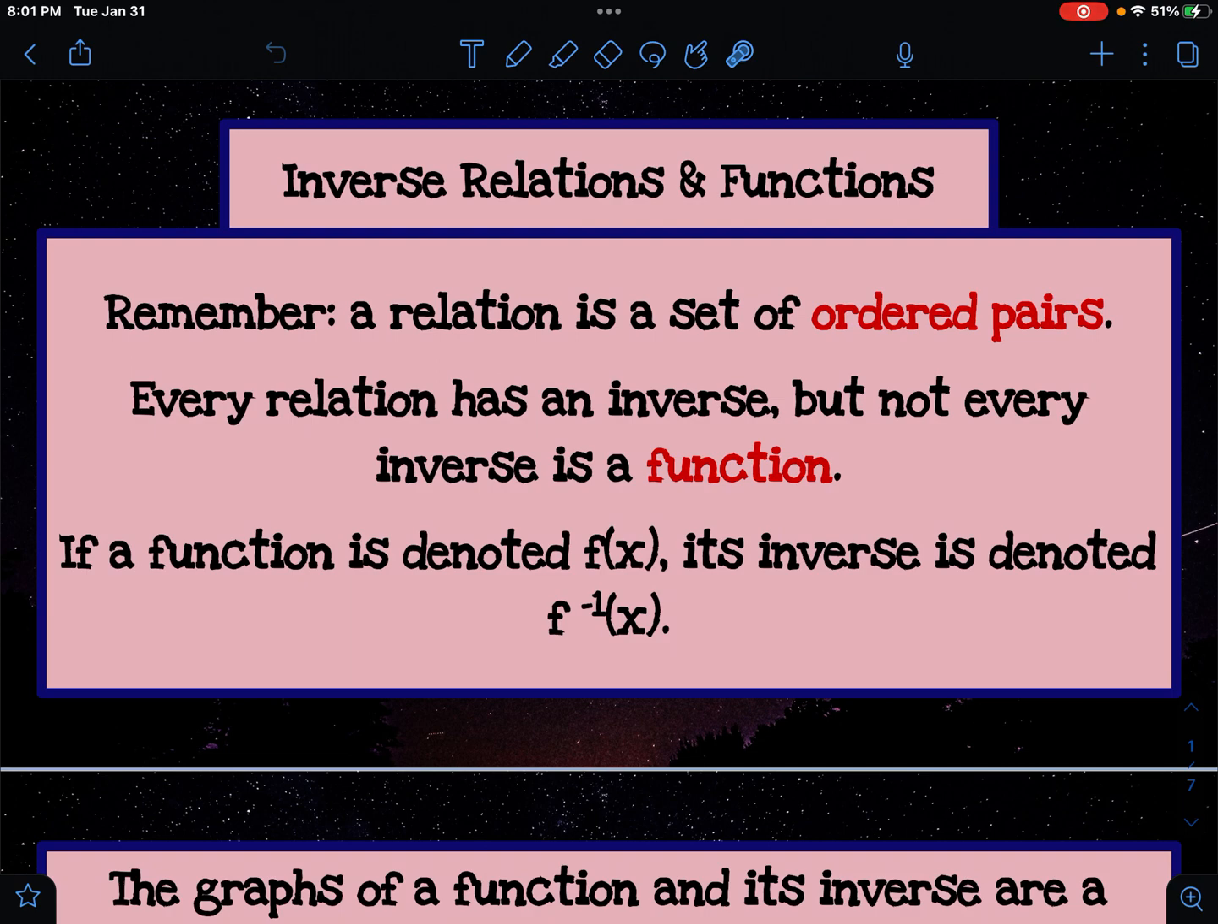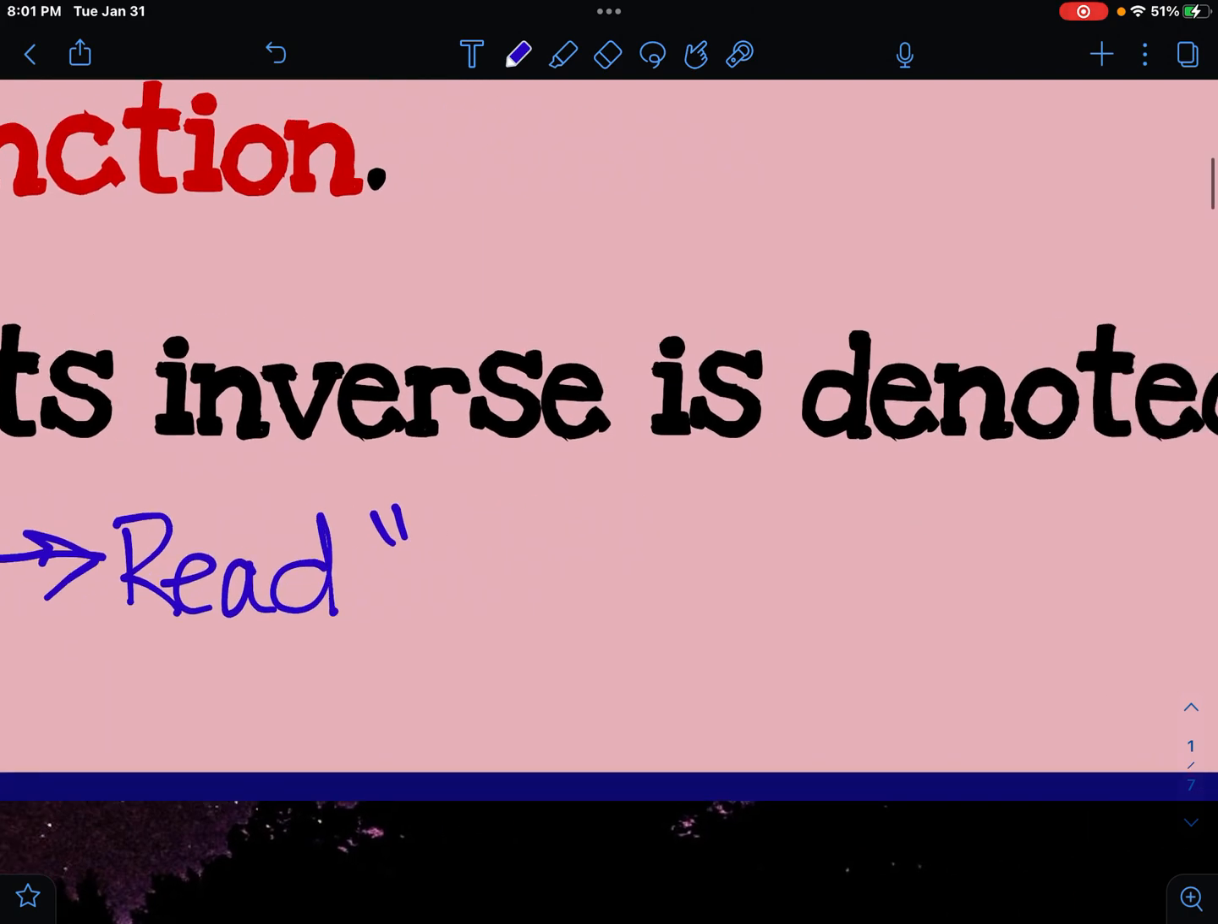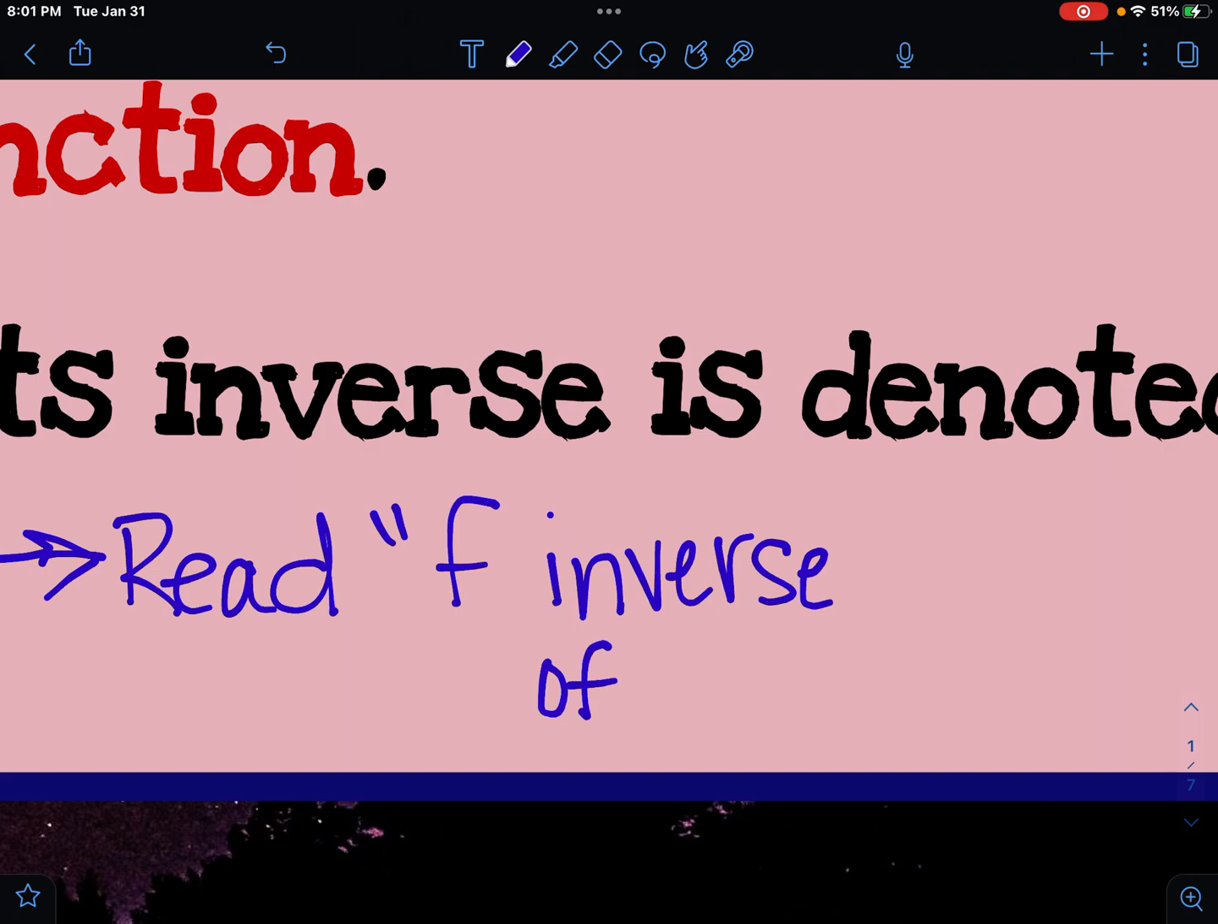We have to check. If a function is denoted f of x, like we normally see, f of x, g of x, h of x are common. Its inverse is this f negative 1 of x. That's not to the negative 1 power. We actually read that f inverse of x. Let's write that. So this is read f inverse of x.